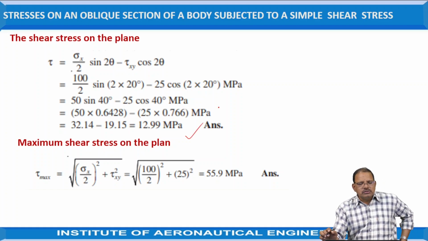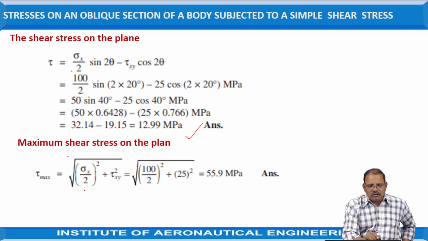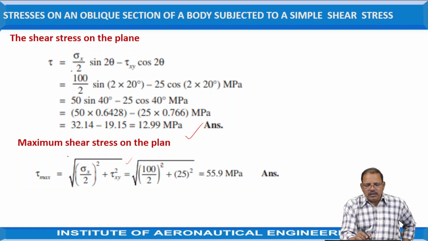The maximum shear stress on the plane is equal to the square root of (sigma x by 2) whole square plus tau xy whole square. It is equal to (100 by 2) whole square plus 25 whole square.